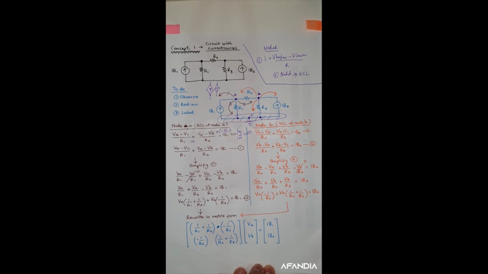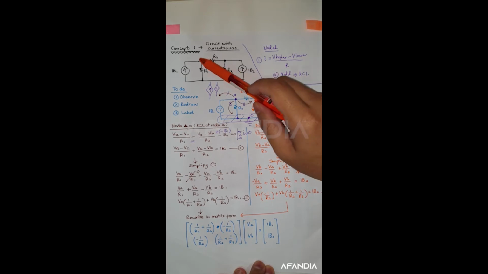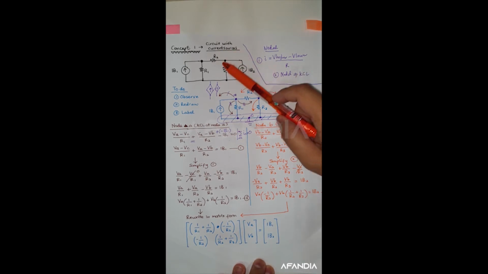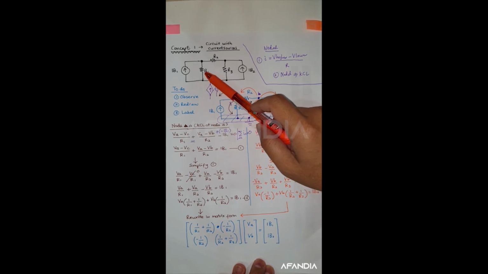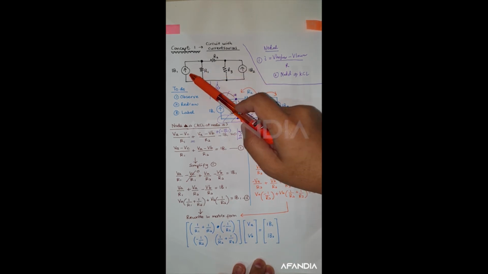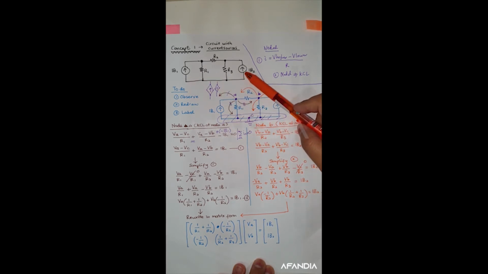I hope everyone has done revision. So, if you still remember, this is the previous concept that we discussed during our pre-PJJ, whereby we discussed the first concept, which is circuit with current sources. What does that mean? It means that in one circuit, we just have different current sources. So in this case, we have IB1 as well as IB2.